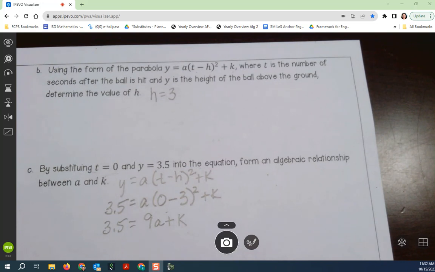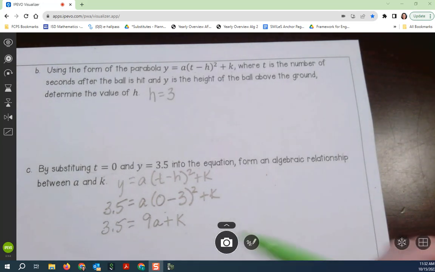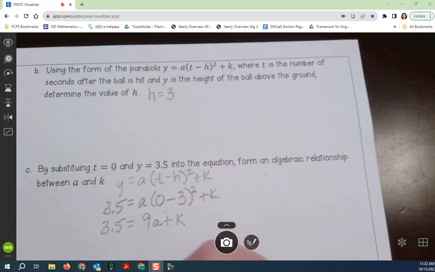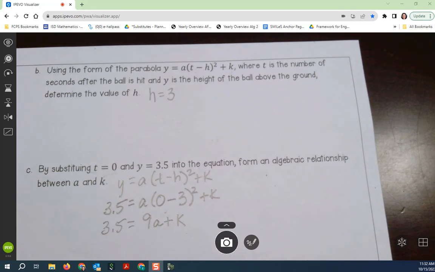Now, we can substitute in another point. That was the point where the ball landed, when t is 7 and y is 0. And we can find another algebraic relationship between a and k. So we've got, again, starting with this. This time we're going to put 0 for y. Don't know a. We're going to put 7 for t. And h is still 3, plus k. Okay. So 0 equals, this is 4 squared, which is 16a plus k.